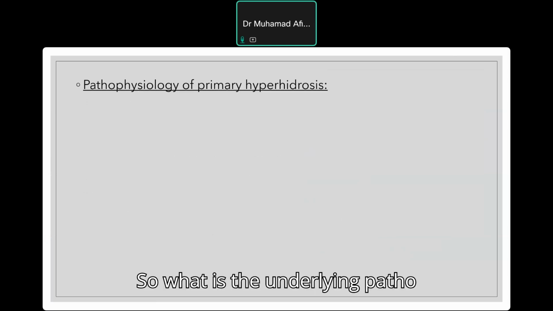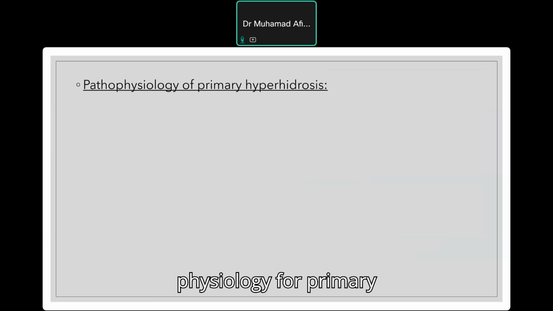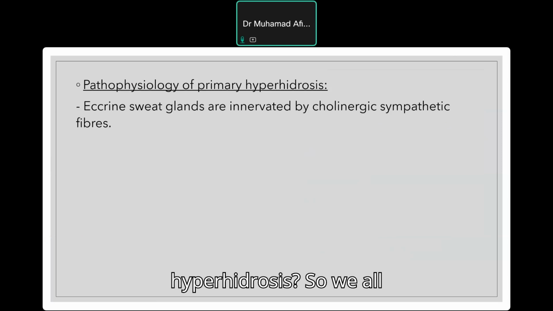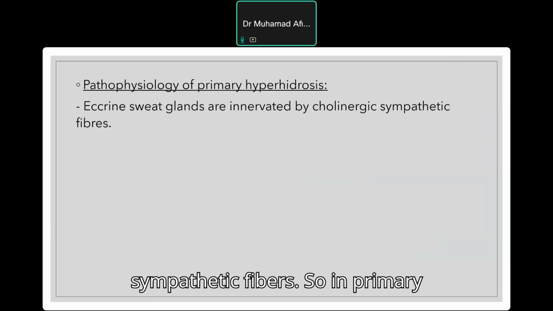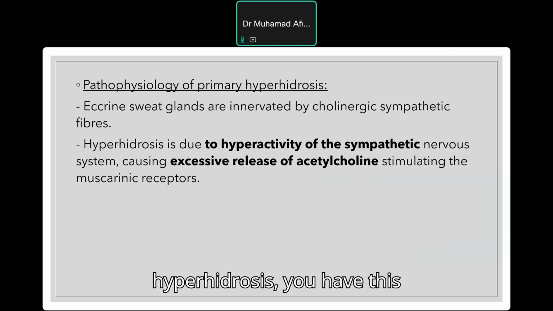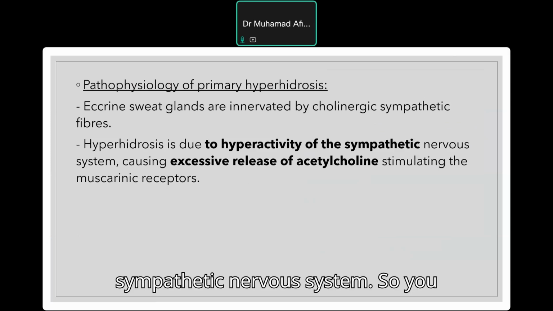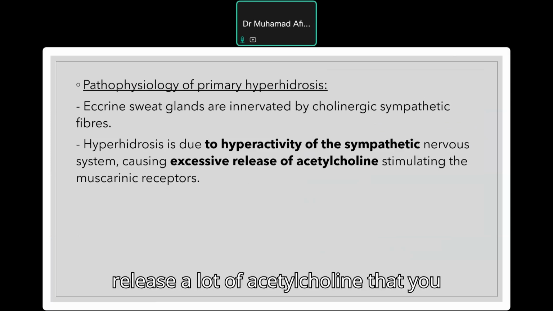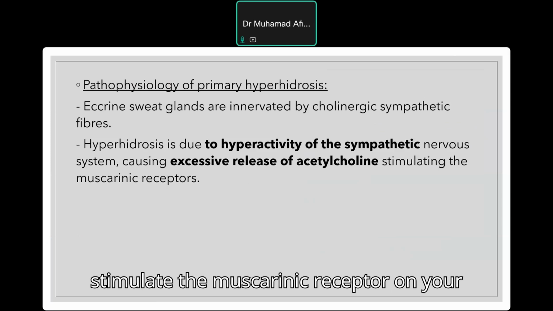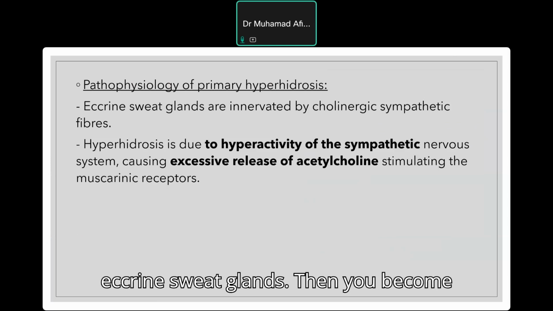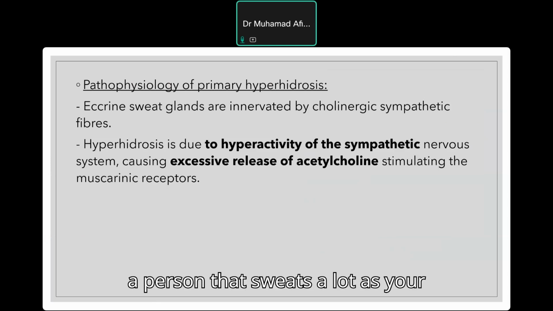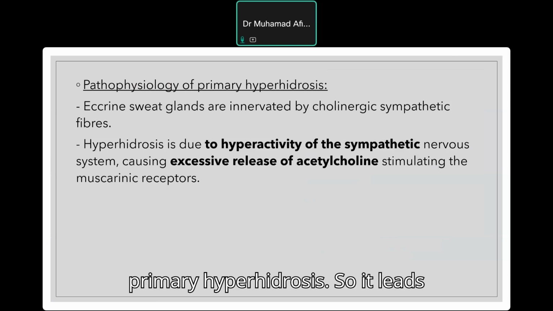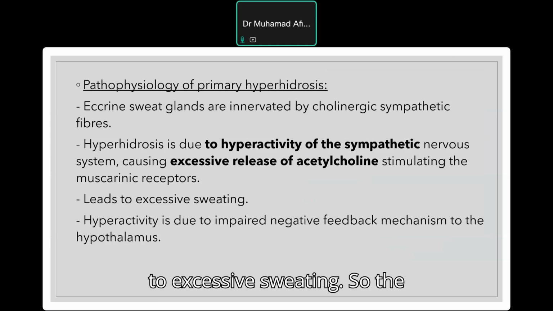So what is the underlying pathophysiology for primary hyperhidrosis? So we all know the eccrine sweat glands are innervated by the cholinergic sympathetic fibers. So in primary hyperhidrosis, you have hyperactivity of your sympathetic nervous system. So you release a lot of acetylcholine, then you stimulate the muscarinic receptors on your eccrine sweat glands, then you become a person that sweats a lot. Your primary hyperhidrosis, so it leads to excessive sweating.